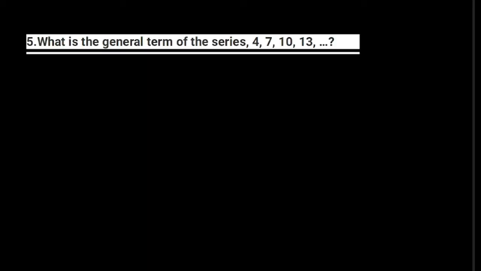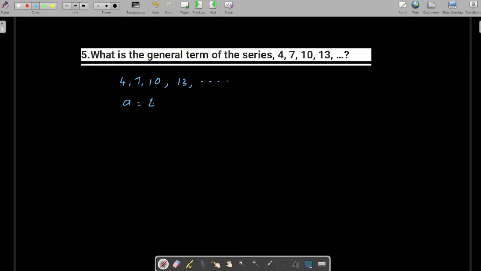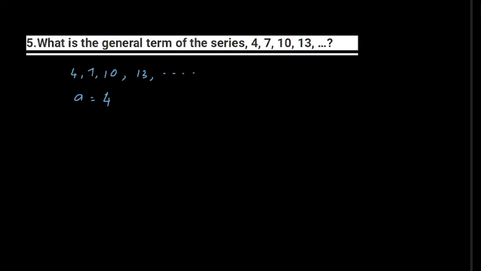Now the fifth question is: what is the general term of the series 4, 7, 10, 13 and so on? What is the general term? So here a is equal to 3. First term is not 3, sorry, a is equal to 4. First term is 4, and the second term, a1 is equal to 4 and a2 is equal to 7, right? Therefore the common difference d is equal to a2 minus a1, that is 7 minus 4 is equal to 3.